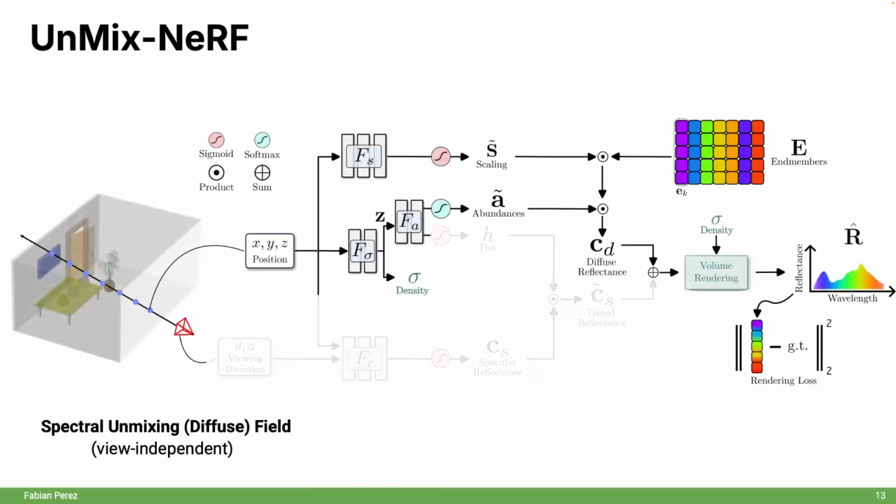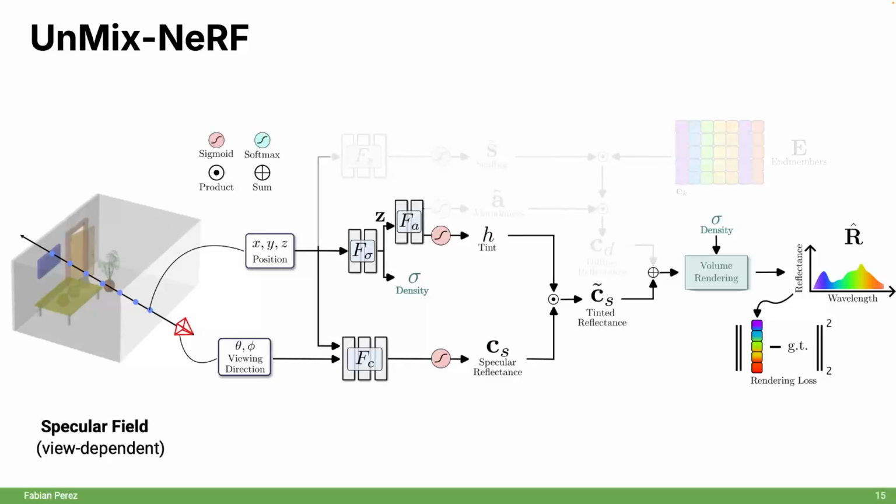Let's focus on the view-independent diffuse field. At each 3D point, we produce a density, the material abundances, and a scaling vector that absorbs illumination and environment variability. We apply a softmax to the abundances so they are non-negative and sum to 1, and a sigmoid to the scaling to keep it bounded. A global dictionary E stores the endmember spectra, one per column, and the diffuse spectrum is then calculated.